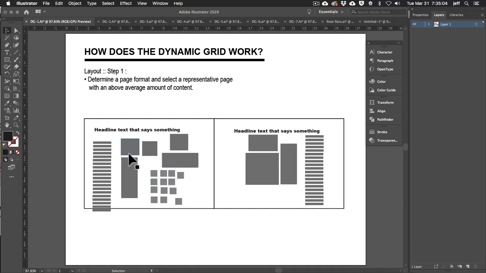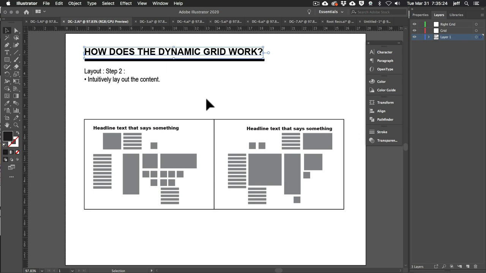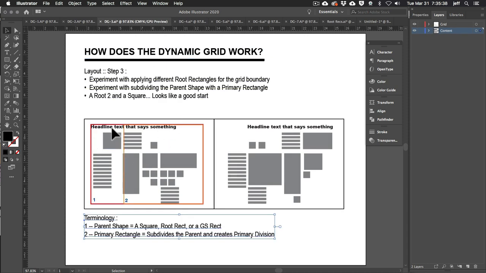So what you do is you find a spread that's got a reasonable amount of content, and you then lay everything out and just throw it out there. You start to lay it out intuitively. You decide, well, what shape is going to make the perimeter? And in this case here, I decided that it would be a root 2 rectangle. And that is what's known as a parent shape. Okay, so that's my perimeter. I can't go outside of that.